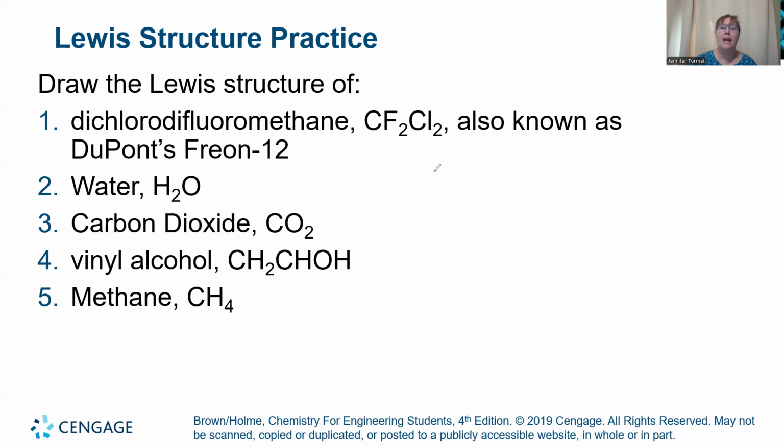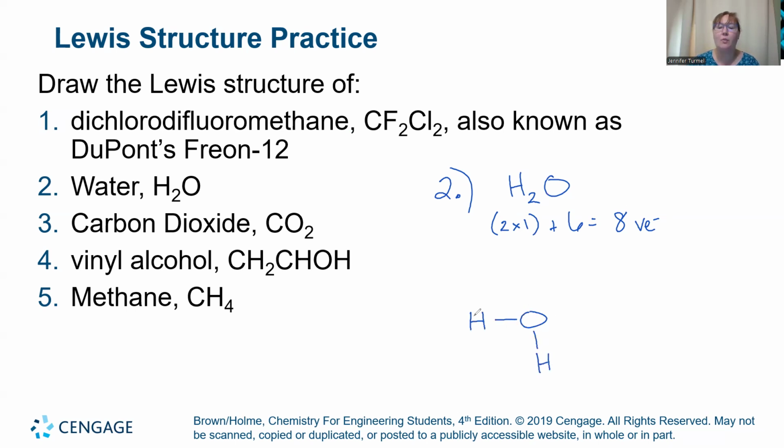Now let's look at number 2. Here we have water, or H2O. This means that we have 2 times 1 valence electron for the hydrogen plus 6 for the oxygen, which gives us 8 valence electrons. We have the H2 here and then the O, and we're going to place it like this. Remember that I said that oxygen always forms this shape unless it has a double bond. That's a little different, but we'll do that in a minute.